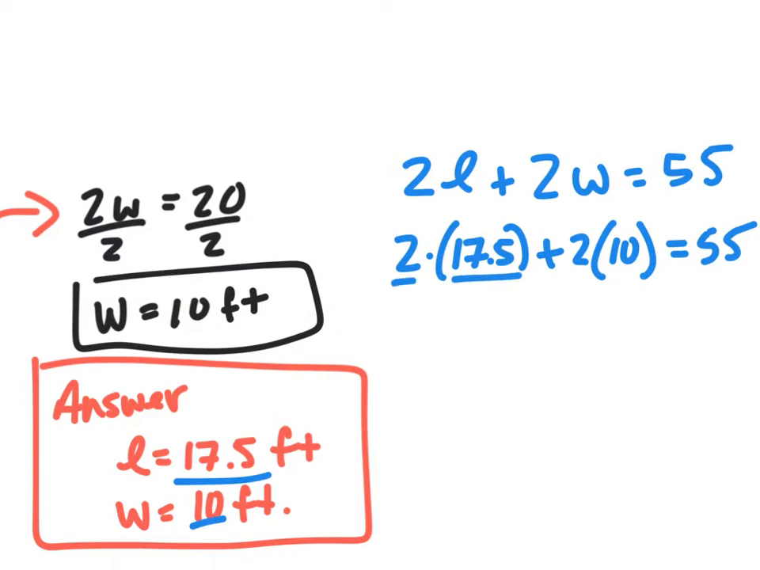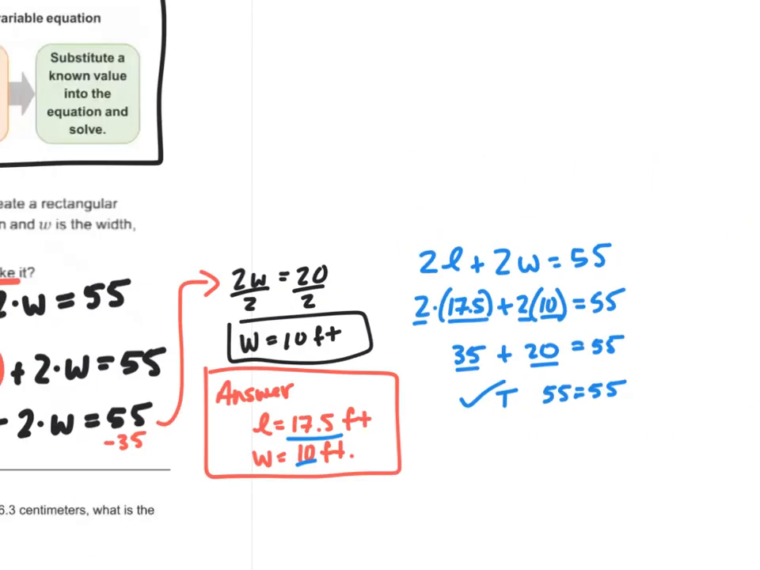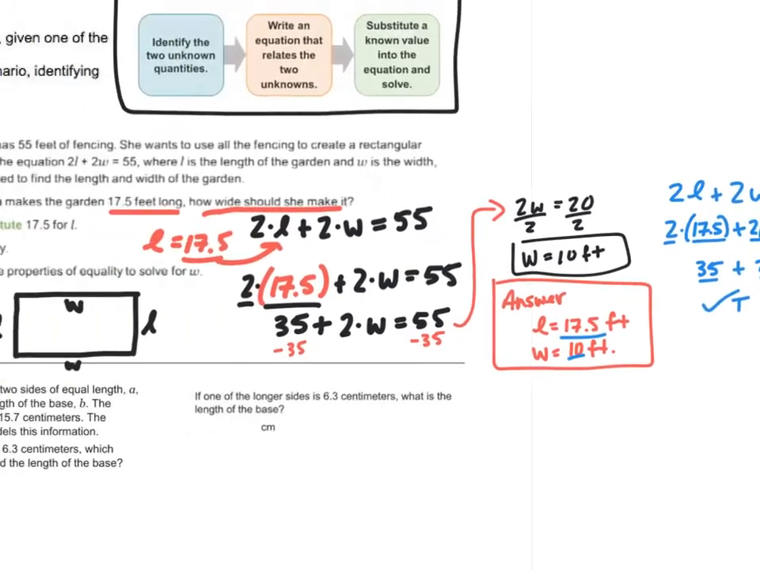So 2 times 17.5 gives me 35, and then plus 2 times 10, which gives me 20, should give me 55. 35 plus 20 is 55, and that is equal to 55. That is a true statement, so we're good. Okay? So just using these equations to help us out.